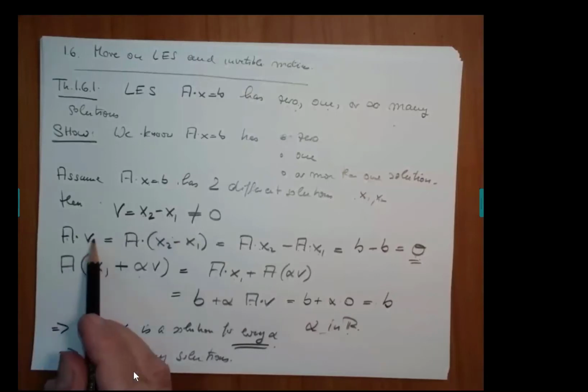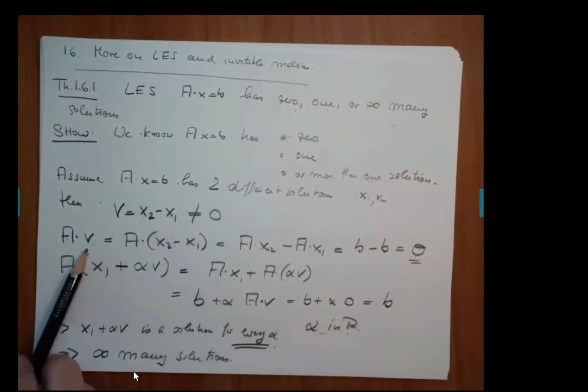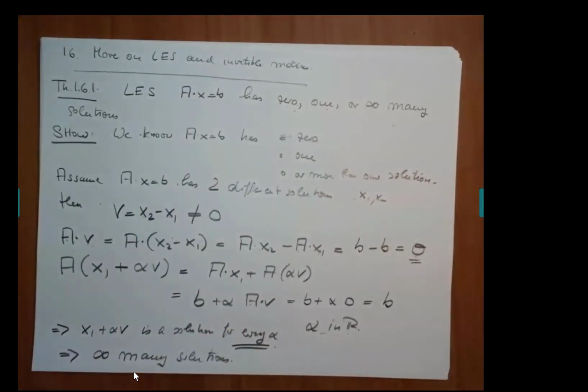And again, this becomes a little bit more clear with the role of this V. V is an example of a kernel vector, something which is annihilated by A. Okay, so we finally have shown this in the general case. You can never have a linear equation system which has exactly two solutions.